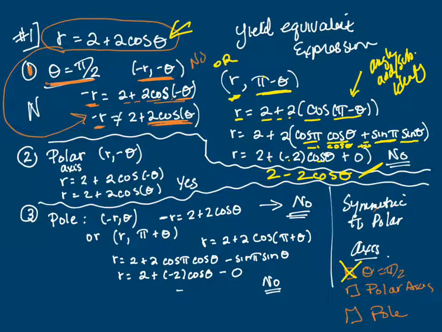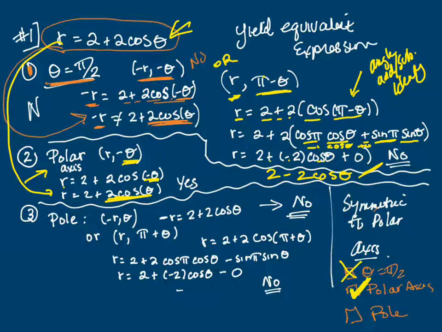Now, going on to the second test, we decide whether it's symmetric to the polar axis. So we change theta to negative theta. Putting negative theta in, you get r equals 2 plus 2 cosine of negative theta. And sure enough, remember, because of that identity, you just get a positive back again. So definitely that matches. So this is a yes, and I didn't even have to do the OR part. It is symmetric to the polar axis.